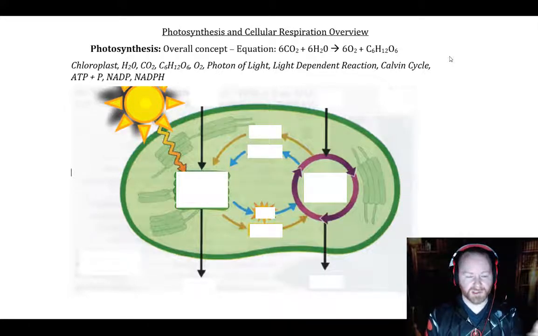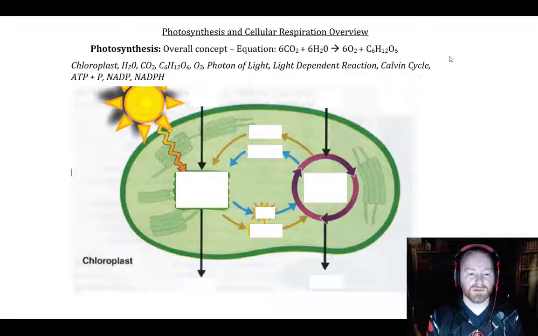So this is stuff you'd essentially be writing down. To start us off, what's the first thing we've got to have? Well, we've got to have the chloroplast before we do anything else. We've got to have the organelle that holds the chlorophyll, and then once we do that, we need sunlight. So this whole process starts with a photon of light.